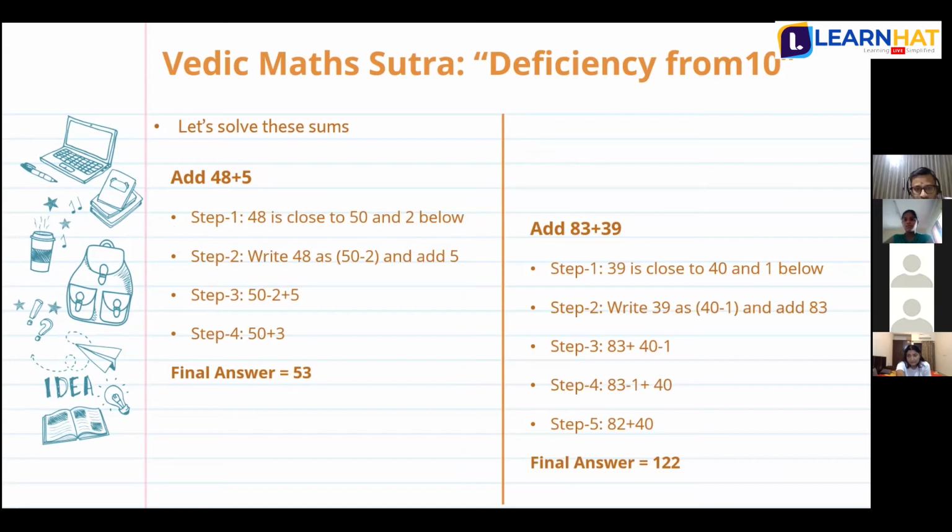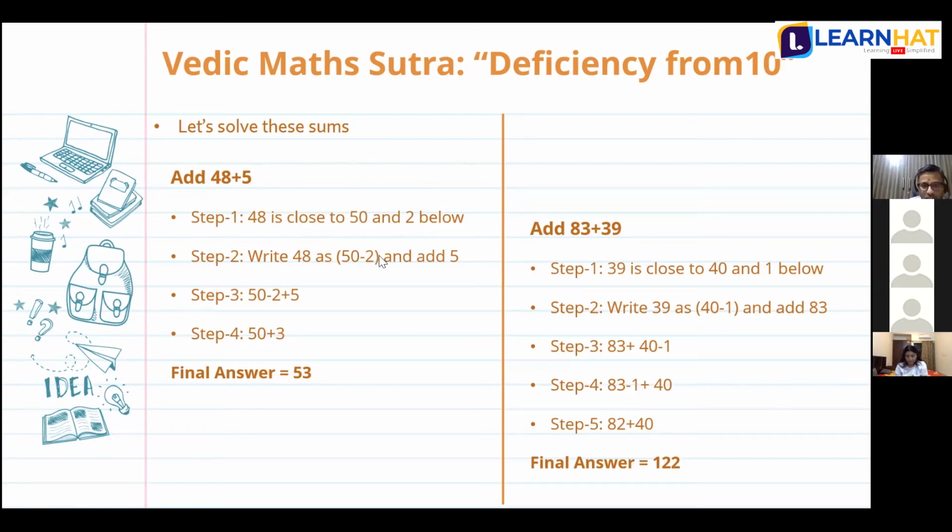Add fast 48 plus 5. Step 1, 48 is close to 50 and 2 below. How do we get 50? You need to find the nearest base. That's what I was telling you on the previous slide, right? 96 is close to 100. 48 is close to 50. 29 is close to 30. You need to find the number which is close to the base. The base is, in this case, 50. 48 is close to 50, so we need to take it that way. Then 2 below 50, so we need to write 50 minus 2.